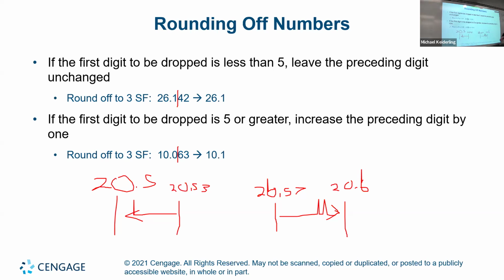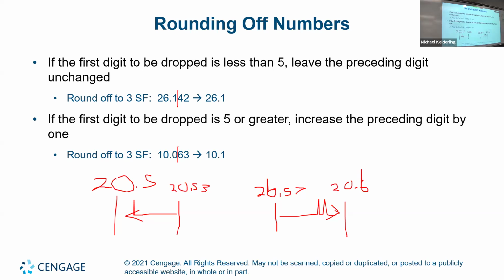And the idea is that, so if you have 20.53, that is closer to 20.5 than to 20.6. It's between 20.5 and 20.6. It gets rounded down if it's closer to 20.5. If it's 20.57, that's closer to 20.6. That will get rounded up. So that's all you're doing.